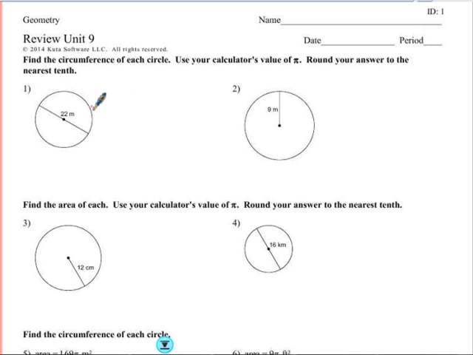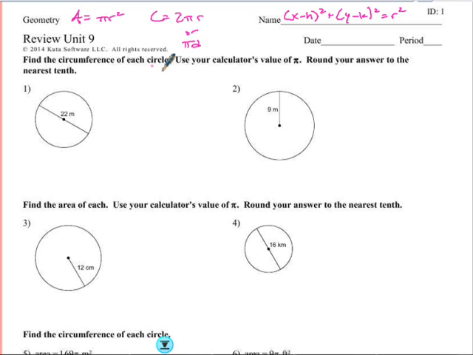Okay, find the circumference of each circle. We're given the diameter here. There are some formulas that we're going to have to know, guys. I'm going to put them up top of the page just so you remember. The area of a circle is pi r squared. Circumference is 2 pi r or pi d. And then the equation of a circle is (x minus h) squared plus (y minus k) squared equals the radius squared.